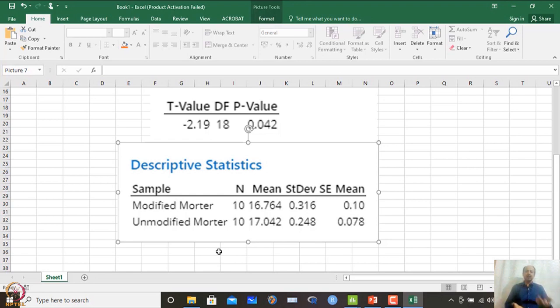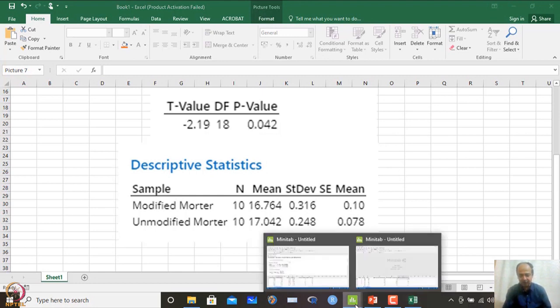I will not go for the modified formulation or the modified motor, because that is giving me lower strength as compared to the unmodified motor. So at the population level, what we can see is that the unmodified one is giving me higher strength as compared to the modified motor over here. That is the physical interpretation we can take out of this.